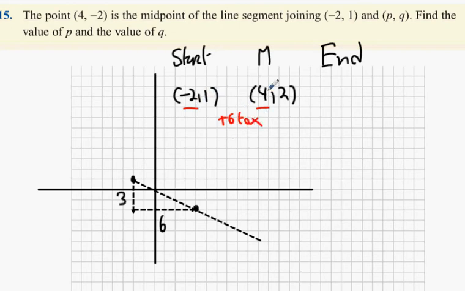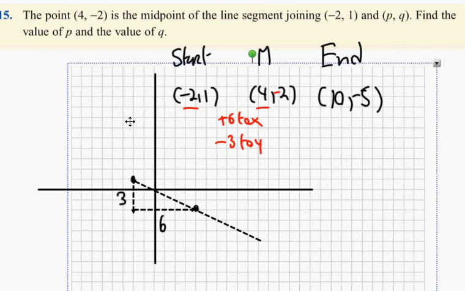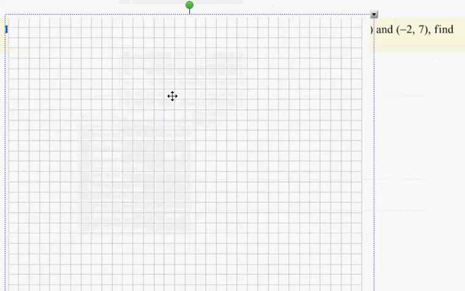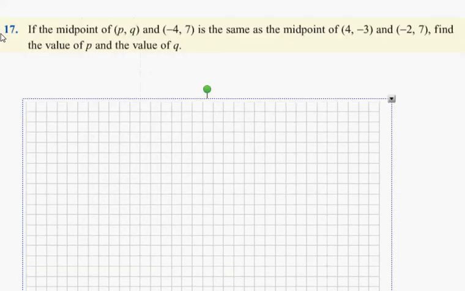And how do you go from 1 to, sorry, that's a minus 2. How do you go from 1 to minus 2? Minus 3. Now, plus 6 means 6 to the right. Minus 3 means 3 down. Add it on to the midpoint then. What's 4 plus 6? 10. What's minus 2 minus 3? So you can see that you can do it by using algebra, and you don't have to draw the diagram either. We'll do it the opposite way around this time. This time I'll do it the algebra way first, and then I'll do it the graphical way second. That makes sense?